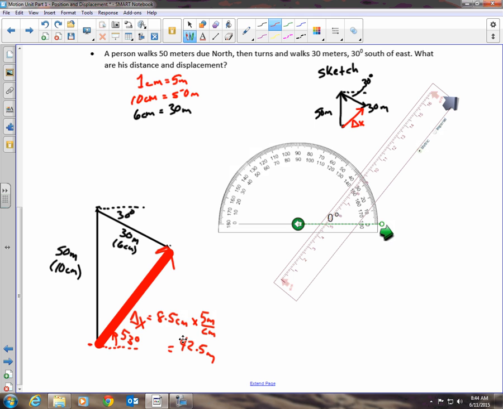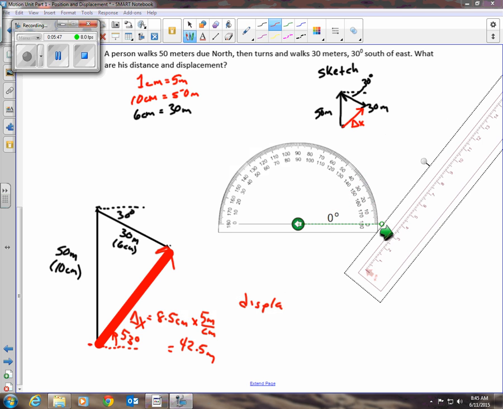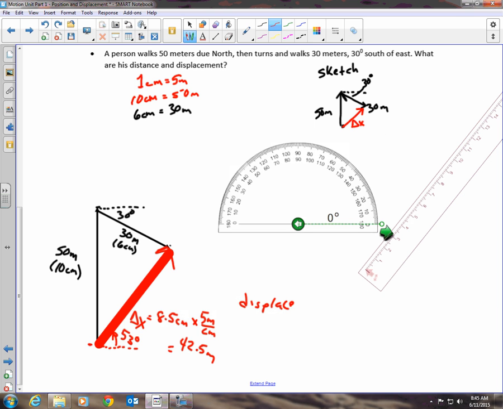Okay, so my answer is the displacement is 42.5 meters, and that's 53 degrees north of east.